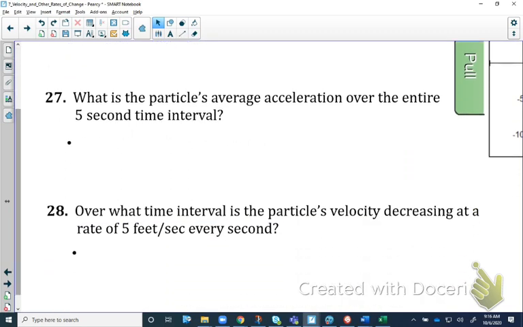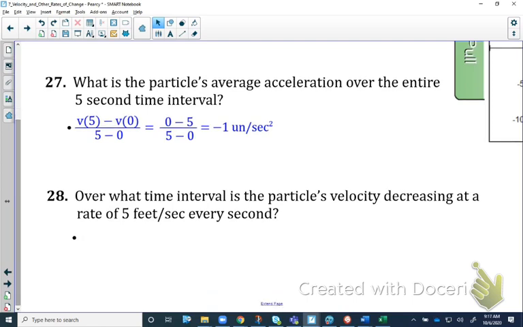What is the particle's average acceleration over the entire 5-second time interval? So here, this is just a basic difference quotient, the average rate of change from one endpoint to the next. So we take the velocity at the end point and at the beginning point and take the difference quotient. And here, the average acceleration is going to be -1 unit of length per time squared.